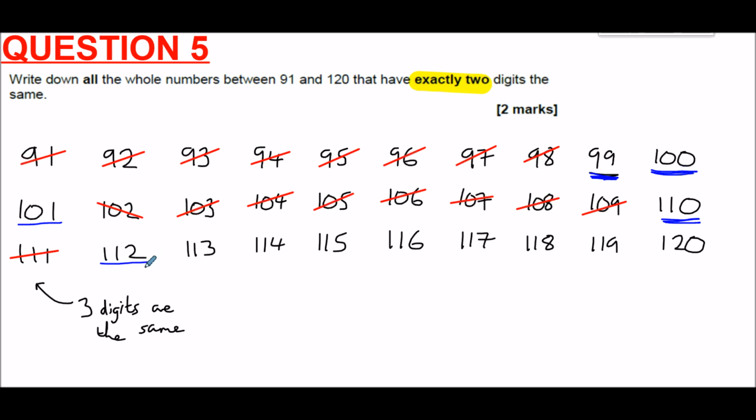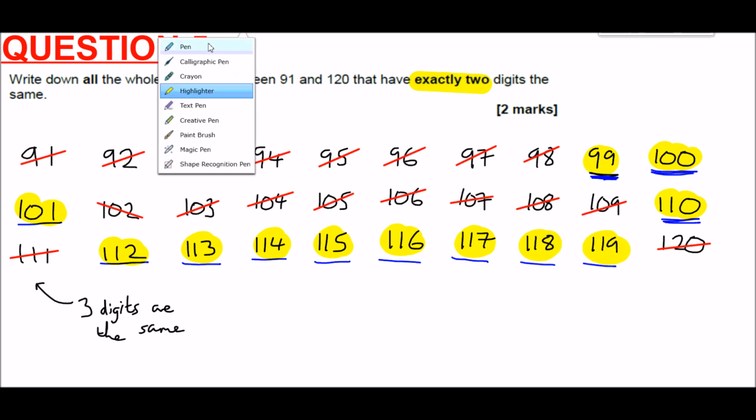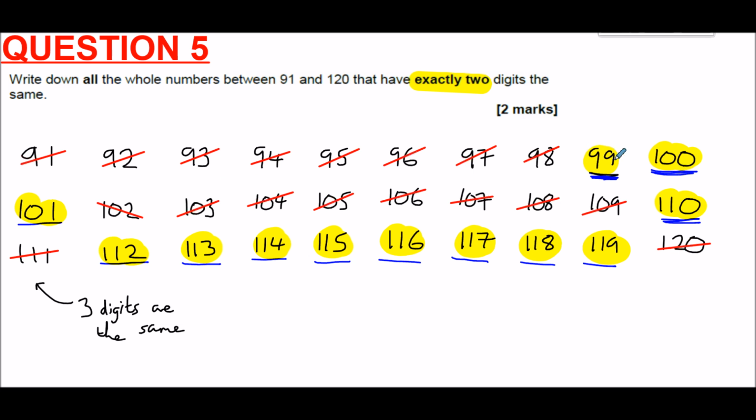However, we can have 112, 113, and the other numbers here because they both start with 2 ones. However, we can't have 120 because in 120 all the digits are different. So have a look now at which ones, how many, have 2 digits the same. So we've got 1, 2, 3, 4, 5, 6, 7, 8, 9, 10, 11, and 12. And so the answer to this one is the list of these numbers: 99, 100, 101, 110, 112, 113, 114, 115, all the way up to 119. And so that is the list of all the numbers between 91 and 120 that have got exactly 2 digits the same.